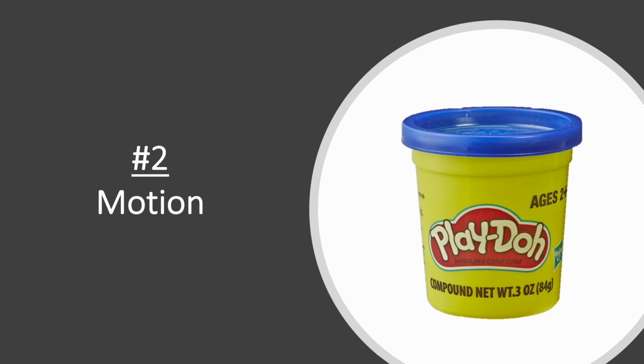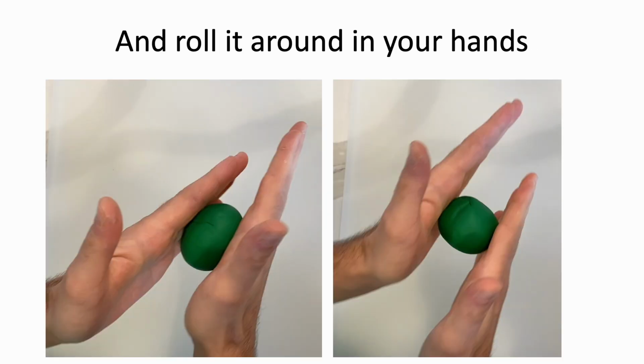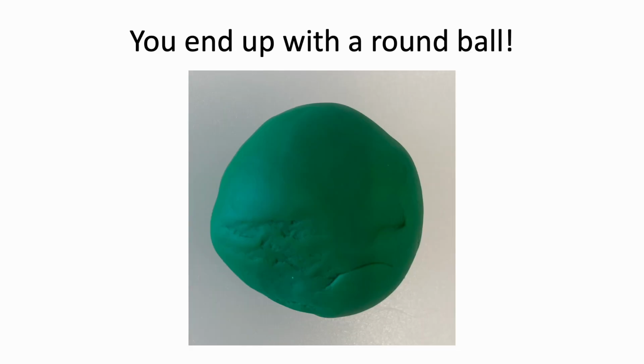The second principle is motion. Now, imagine we go back to that square blob of Play-Doh and roll it around in your hands long enough. Eventually, when you look down, you'll find that you now have a round ball of Play-Doh instead of that square one that you started with.